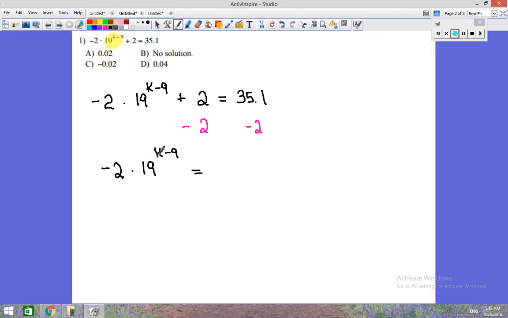Sometimes I will accidentally say k minus n for some reason rather than 9. So if I accidentally say that, I apologize. Alright, now on the left-hand side I have two factors. And again, our first goal is to get this 19 to the k minus 9 by itself. The inverse operation of multiplication is division. So the inverse of addition was subtraction. The inverse of multiplication is division. Let's divide each side by this negative 2.